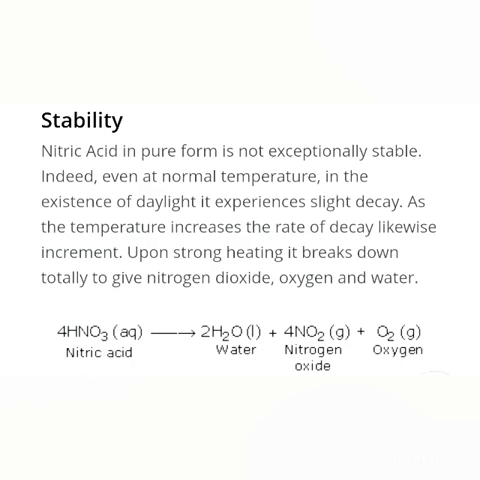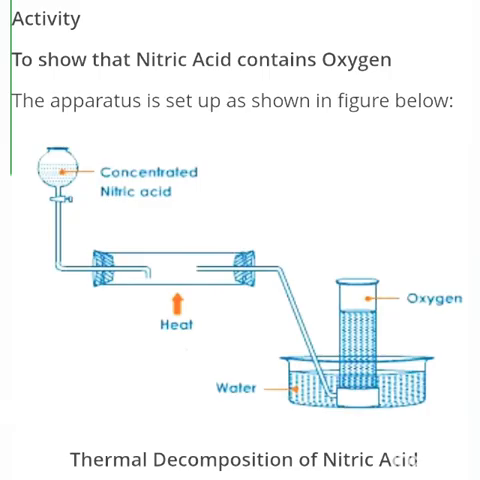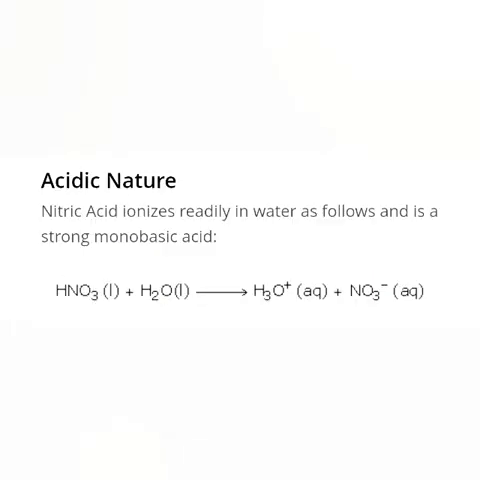Then we can also show that nitric acid contains oxygen by an activity, and it is seen here that it is present here. Now if we come to the other important chemical properties of nitric acid. Its acidic nature, as we have seen that it is a very strong acid. So nitric acid ionizes readily in water in the following manner.